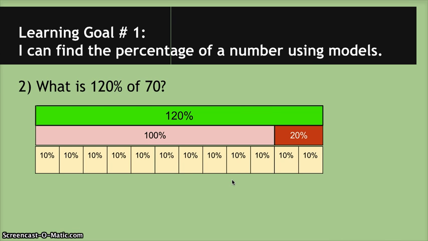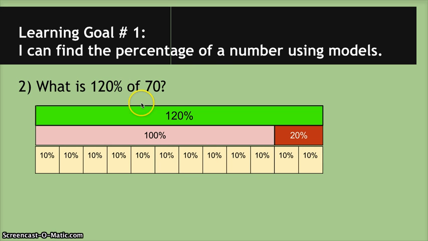Let's move on to another problem. Number 2, what is 120% of 70? Again, we have our bar models. So we have 100%, we have 20%. These two bar models make up 120%. Down here we have 10%, and we have them 12 times. 1, 2, 3, 4, 5, 6, 7, 8, 9, 10, 11, 12.